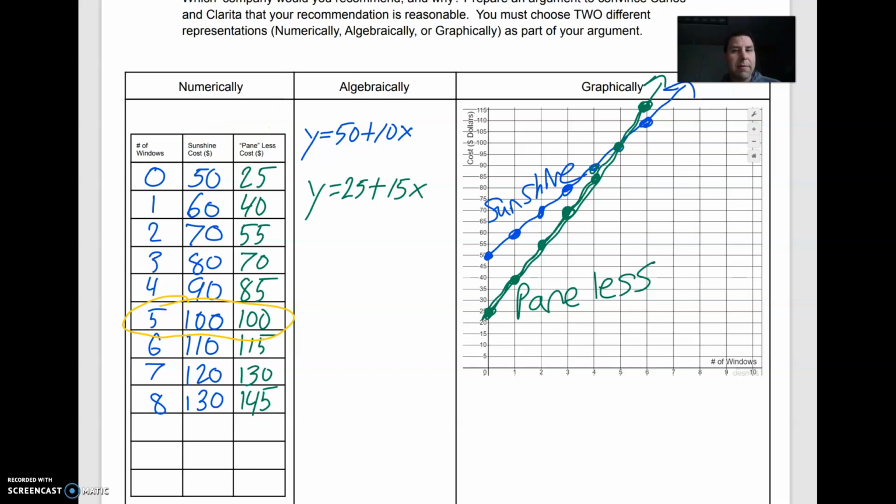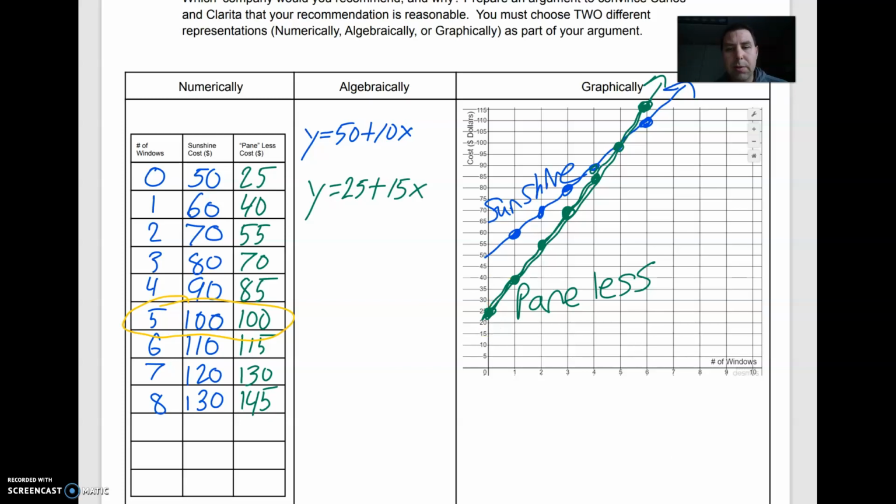If I were to do this graphically, you would see the same thing. Sunshine starts at 50, and that's going up 10 for every one. That's the slope. And you can see that progression happen in that blue line. Painless is here in green. It starts at 25, and then it's going up 15 and over 1. That's the slope, up 15 and over 1. And you can see that progression as well.